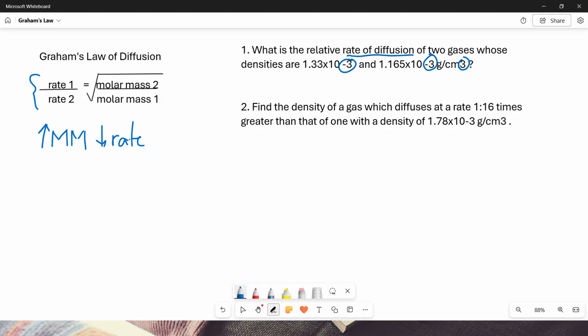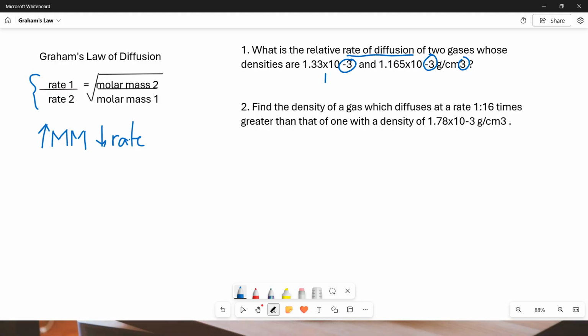I'm going to make the 1.33 my gas 2, and I'll explain why I arbitrarily did that. And then the other one to be gas 1. Gas 2 is heavier in mass. And so when I plug it into my formula here under the square root sign, it's going to be a larger number divided by a smaller number.